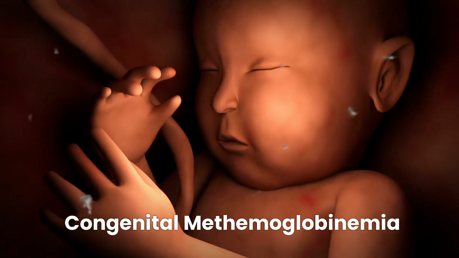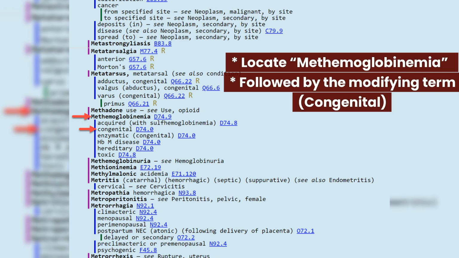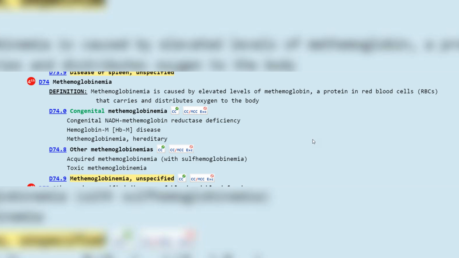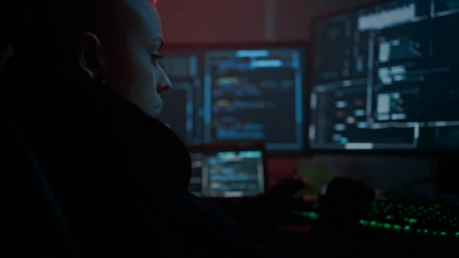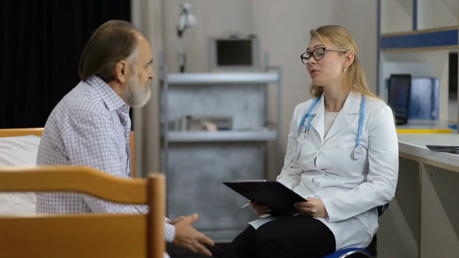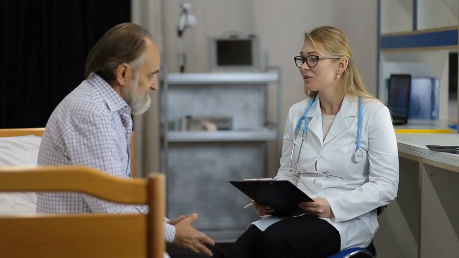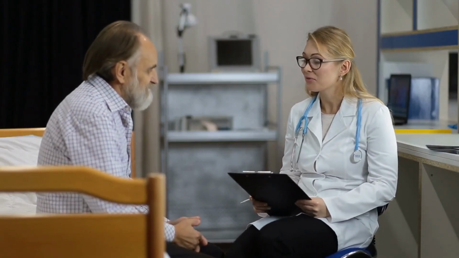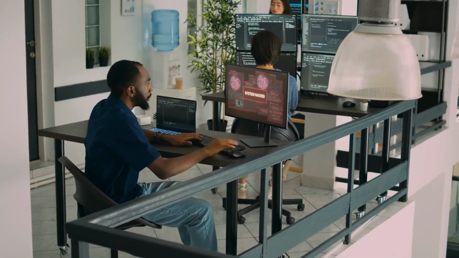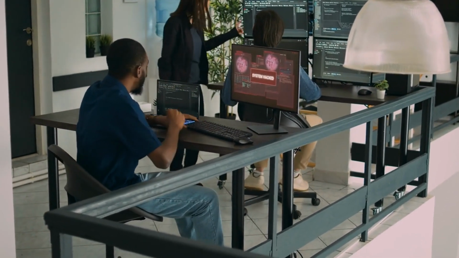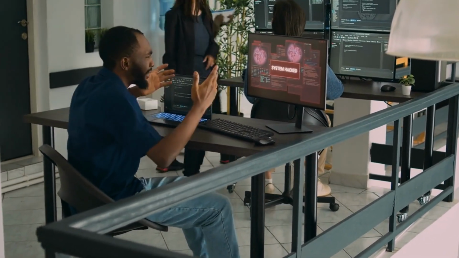Now, let's look up congenital methemoglobinemia. To code this condition, locate methemoglobinemia in the index, followed by the modifying term congenital. Remember to verify in the tabular list and follow any applicable guidelines. The correct code is D74.0. As you continue to practice, remember that your role as a coder is critical. The accuracy of your coding doesn't just affect billing, it directly impacts patient care. Missteps in coding can lead to miscommunications between healthcare providers, incorrect treatment plans, and ultimately patient harm.